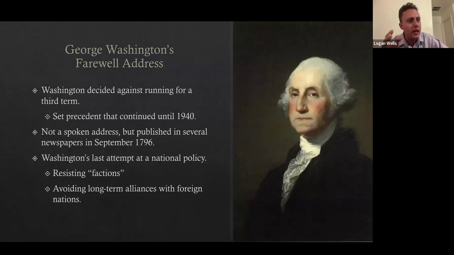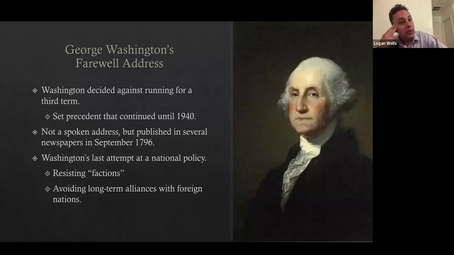Now, the 22nd Amendment, which established in the Constitution that a president shall only serve 2 terms, was passed in 1947 and then ratified in 1951. But Washington set the precedent that a president should only serve for 2 terms, right? Again, Washington was the man to set precedent for future presidents. Many people wanted him to continue to be president. He didn't want to. So by 1796, he decides he's going to resign. He's not going to seek re-election, and he's going to give a farewell address, right? So he decides against running for a 3rd term. And this is a precedent that would continue until 1940.